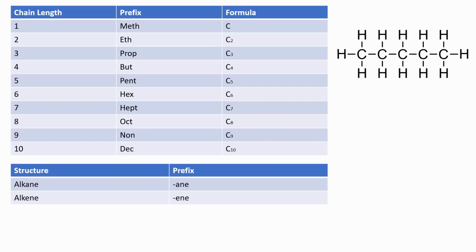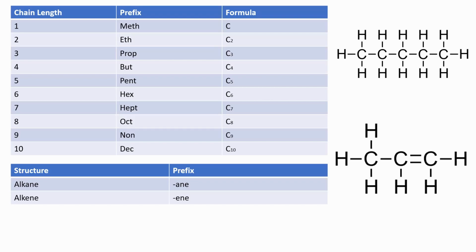Using these lists, name this molecule. This molecule is propene. 3 carbons, so prop, and as it's an alkene, it will end in -ene. Put together, propene.